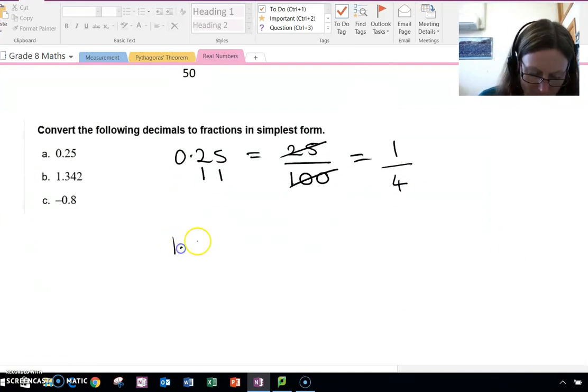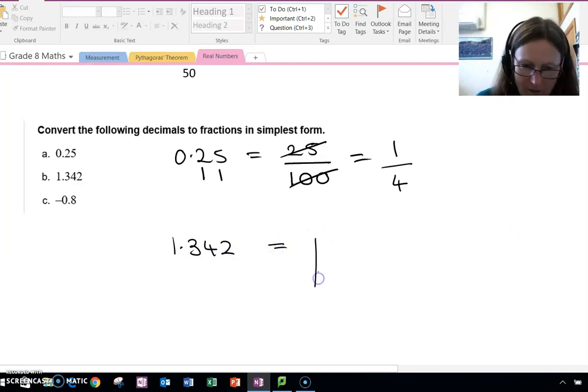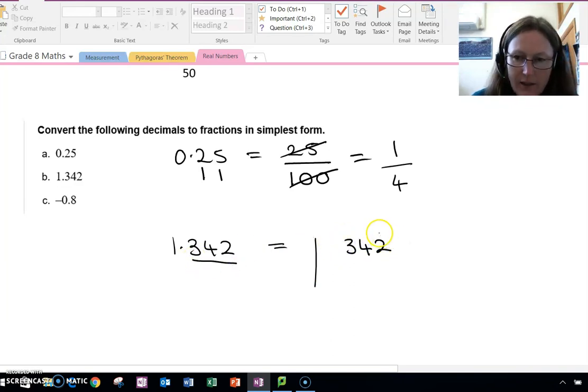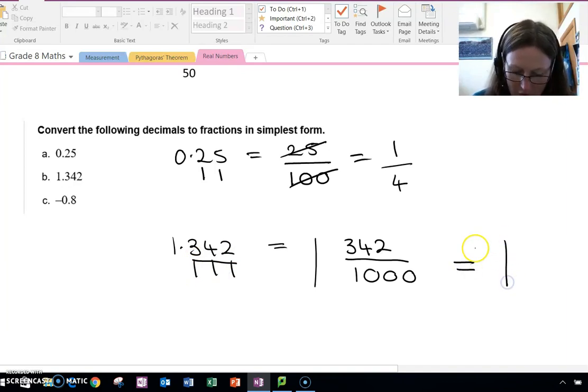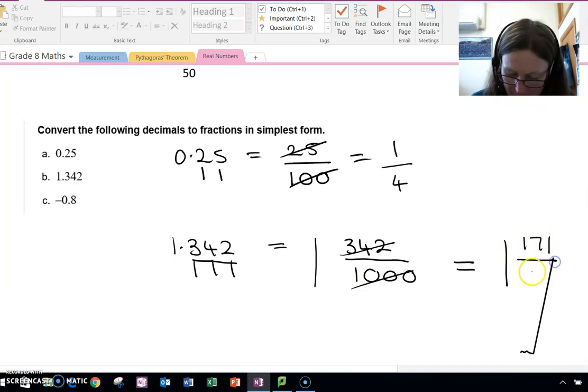The next one, 1.342. We write our 1 there. That's our whole number. We write 342, the numbers after the decimal point, in the numerator. We write a 1, followed by 1, 2, 3 zeros, because there is 1, 2, 3 numbers after the decimal point. Again, we need to simplify this down. We have our 1, 2 goes into 342 171 times, and 2 goes into 1,000 500 times.